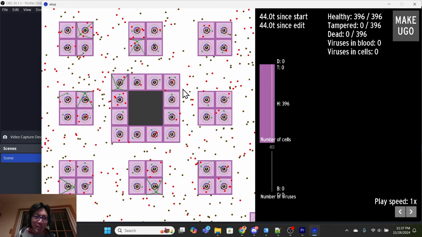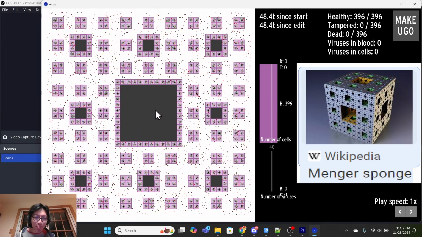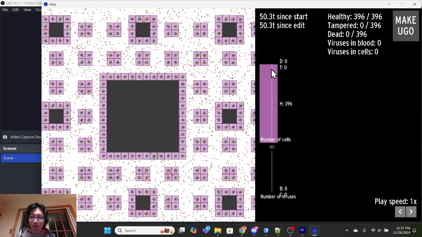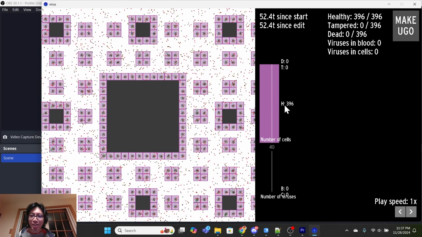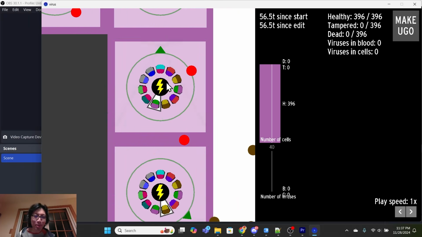So there's a few new updates with my virus simulator. The first one is that the map is now 8 times as large, so it looks like a Menger sponge. And then next I have a graph here that shows the number of cells. Healthy is 396 because now there's almost 400 healthy cells in this pink color.